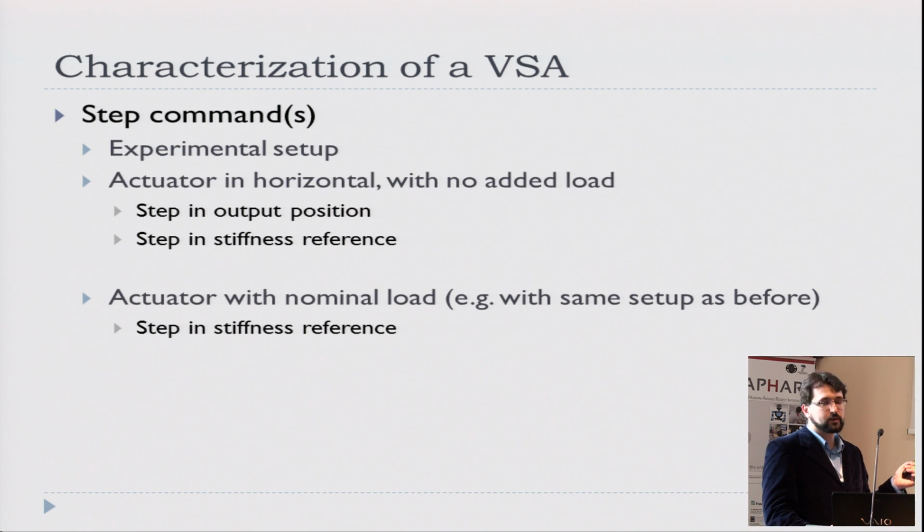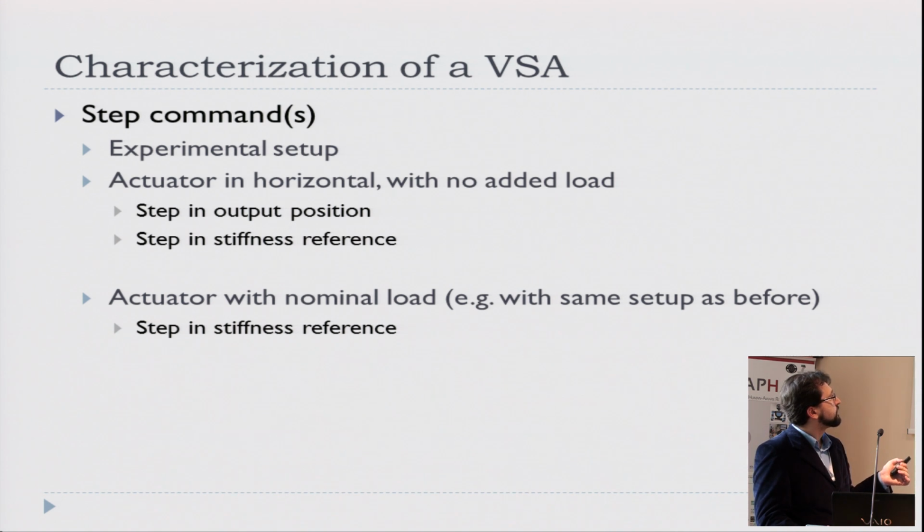Then another very important thing that you need to do is the step command. You make the system execute two kinds of steps. In one experiment, you put the system in a horizontal configuration with no load, and you give it the largest step you can give it. In this way, you can extract experimentally the maximum position and the maximum speed of the actuators.